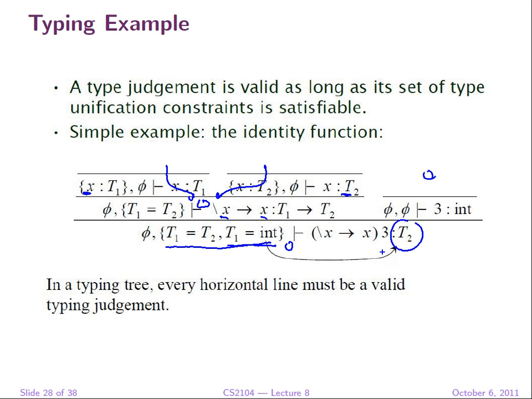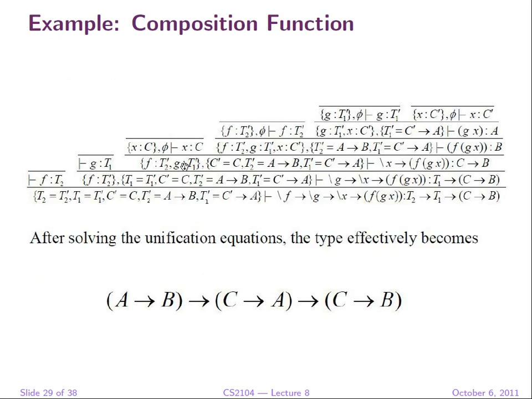So we build up the type. This is the composition function. So remember, f composed with g, applied to x in mathematics, is identical to f applied to g applied to x. The Haskell expression for this is backslash f goes to backslash g goes to backslash x, f applied to g applied to x. What's the type of this? It's going to eventually work out to be this.